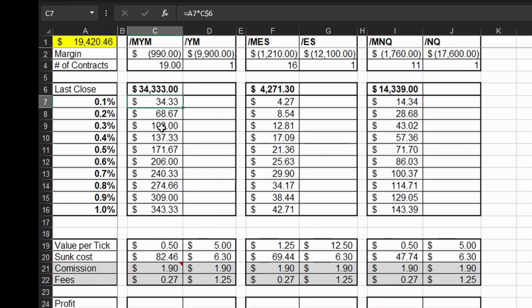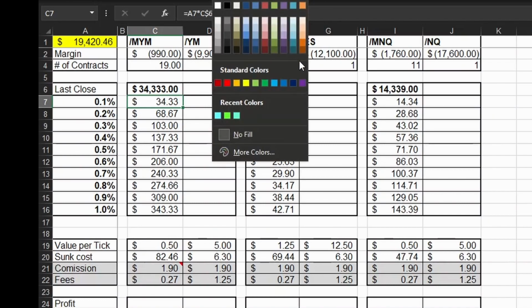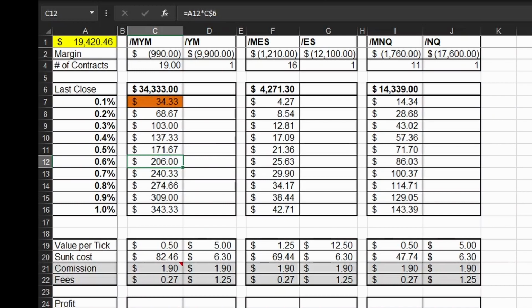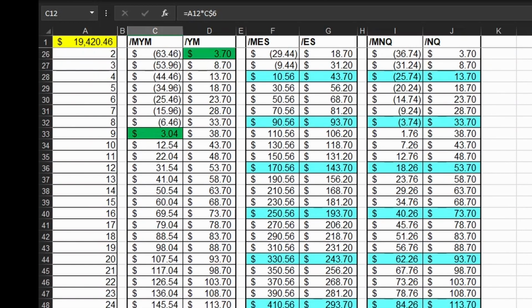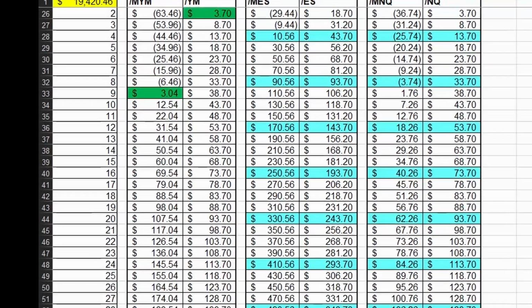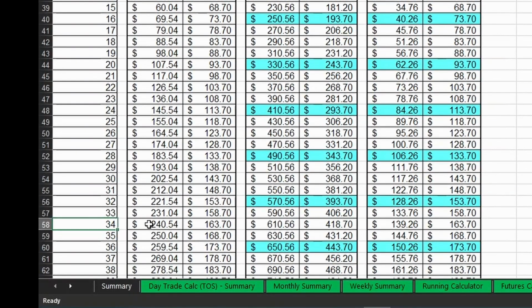Now let's break down how much profit you're actually going to make if, let's say, your goal for the day is exiting at 0.1% of the move from the previous close. So 0.1% for the Dow Jones Industrial Average would be 34.33 points. I'm going to highlight that. Now let's go down the column here and let me just show you what 34.33 points is. Roughly, it's this one. So 34.33 points, if you were trading 19 contracts of the MYM, would get you $240.54. And that's already subtracting the commissions and fees.